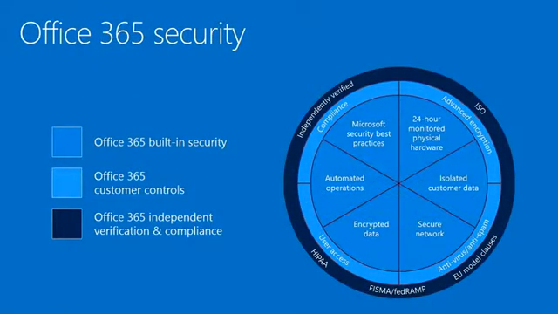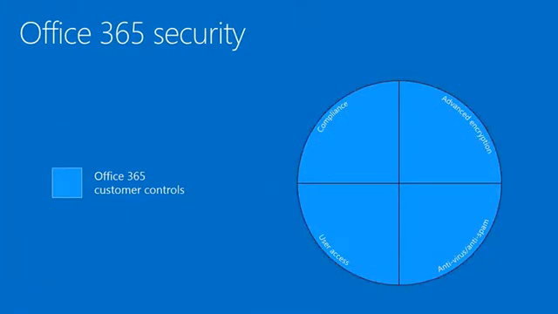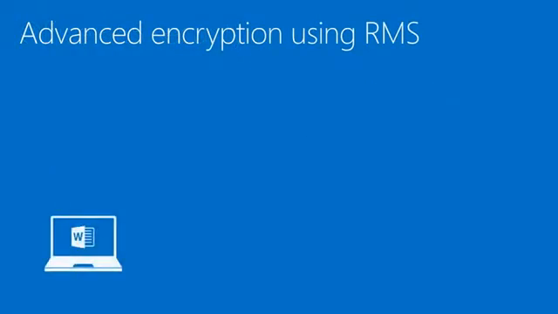So moving on to the second part of the talk. All right, I better get moving. So the second part of the talk is Office 365 customer controls. So the first thing I want to talk about is rights management services.